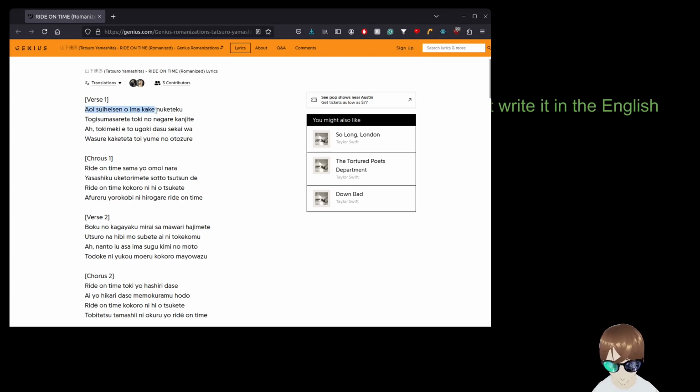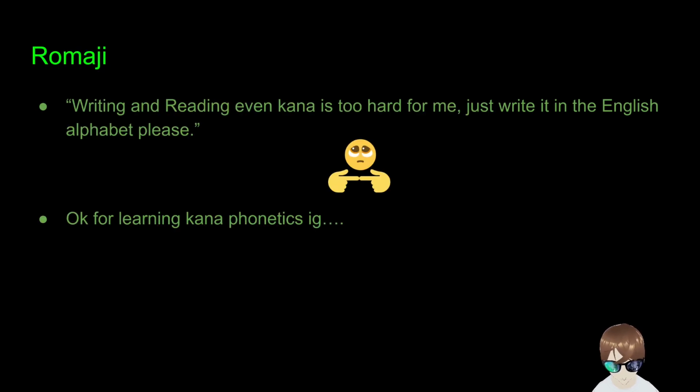But yeah, this is exactly what the Japanese letters would say if they were written out in English, basically. Writing and reading even kana is too hard for me. Just write it in the English alphabet, please. That's what I kind of quipped.